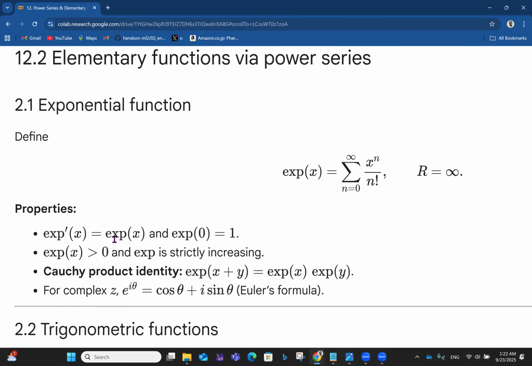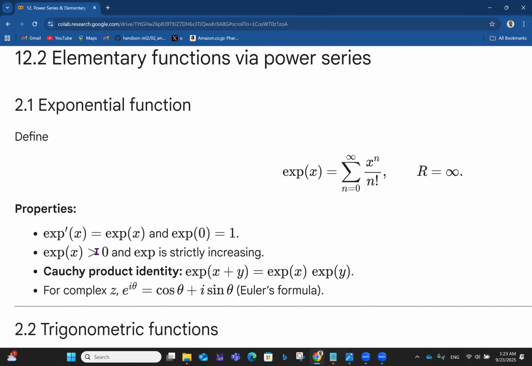Exponent prime of x is exponent of x. So if you differentiate an exponential function, you end up getting fundamentally the same function. Then if you evaluate at 0, of course, you're going to have 1, because you have something raised to the power x. So exponent at 0, e raised to the power 0, is 1.